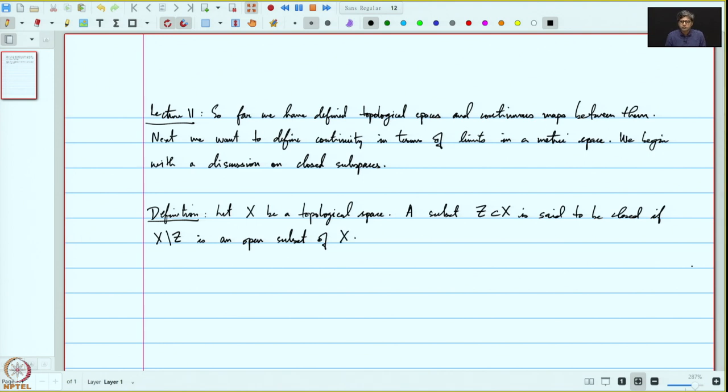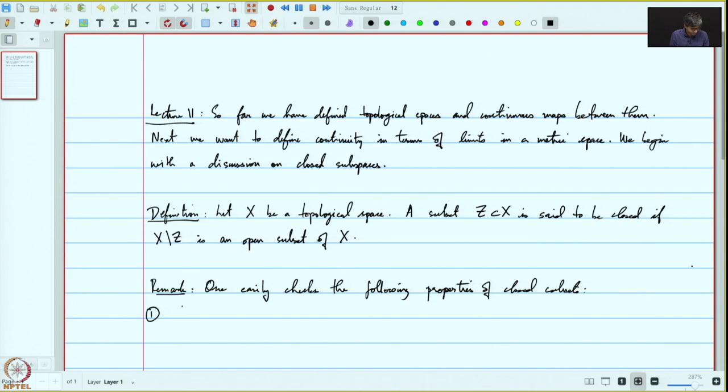Okay. So, recall what we mean by this. X is a topological space, so it has a topology tau, and Z is said to be closed if when we take the complement, that is in tau. So, let's make a remark. One easily checks the following properties of closed subsets. These follow from the definition of a topology.